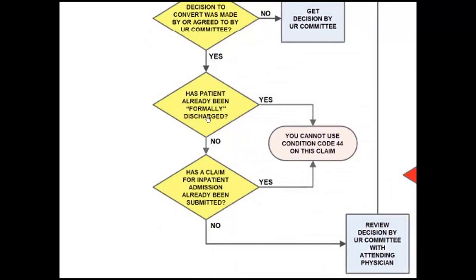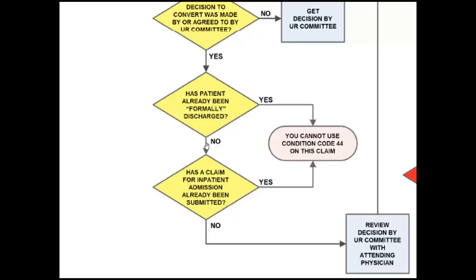Then you want to look and see, has the patient already been formally discharged? We already talked about that. If they have been discharged, especially if they've left the building, the answer is yes, you cannot use condition code 44 on this claim. You're stuck. You're going to have to bill it that way and rebill it after the fact. You cannot change it with a condition code 44, so don't even submit one, because you'll get into an even bigger mess trying to do that.